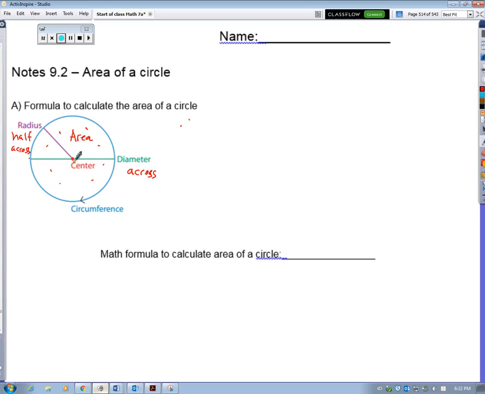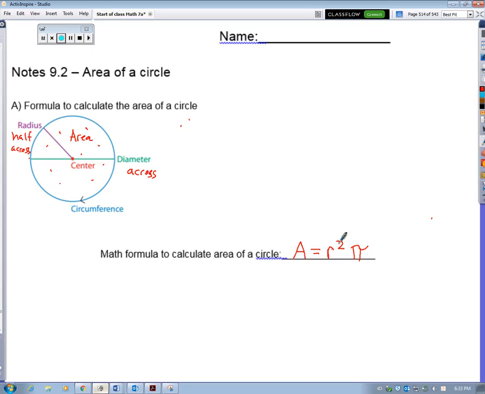The math formula to calculate the area of a circle looks like this. We're going to label area with an A, and it's going to be the area equals the radius. We're using the radius this time, not the diameter like yesterday. The radius to the power of 2 times pi. That is our formula: the radius to the power of 2 times pi.